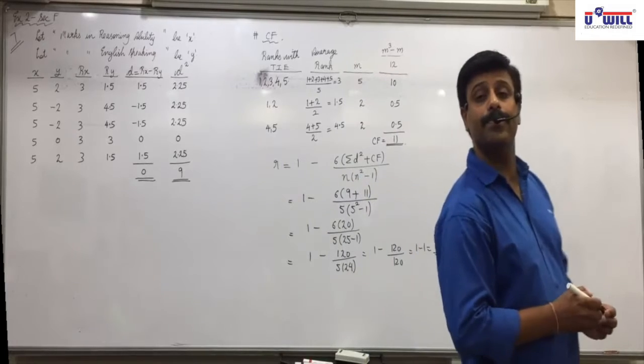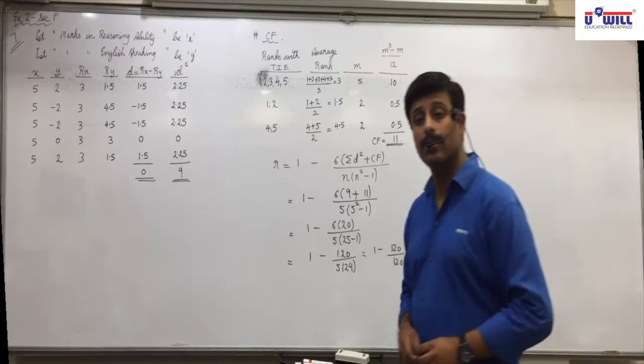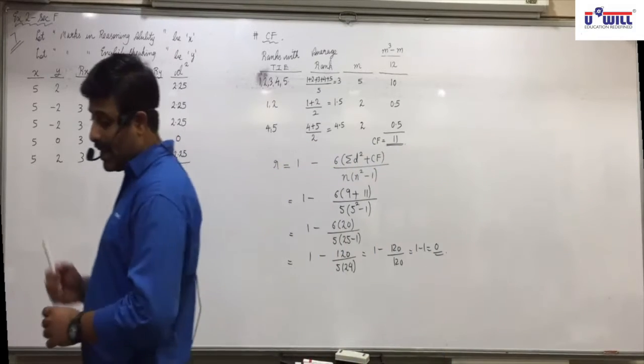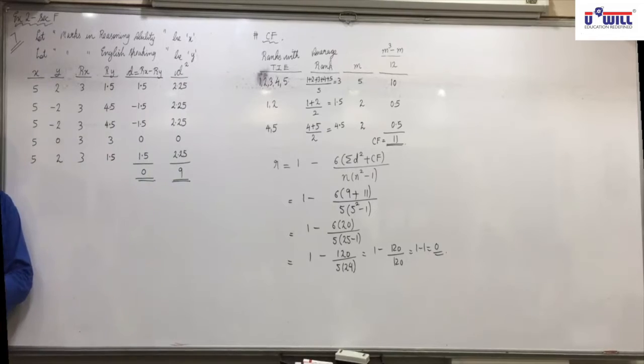Got it, everyone? So, what do you conclude about 0? No linear. Very good. Everyone, there is no linear correlation. The word linear should be mentioned when your answer comes 0, okay? There is no linear correlation between marks in reasoning ability and marks in English speaking.